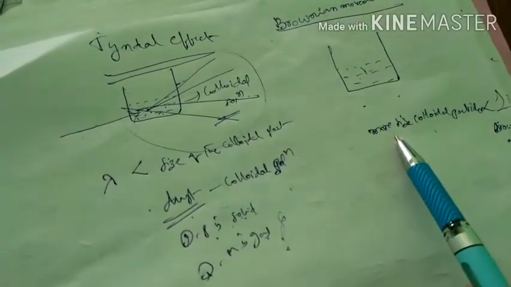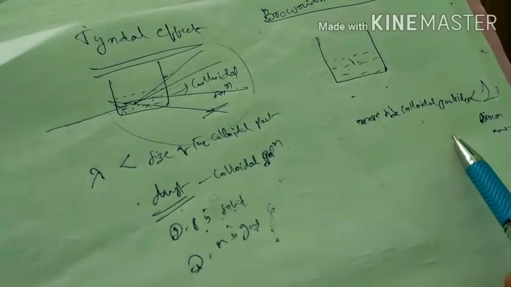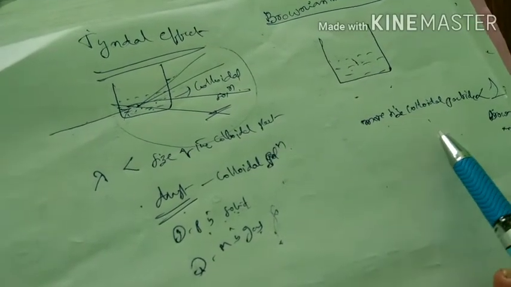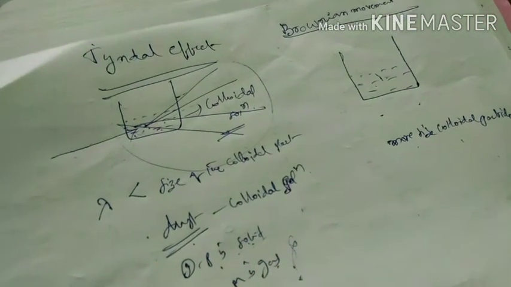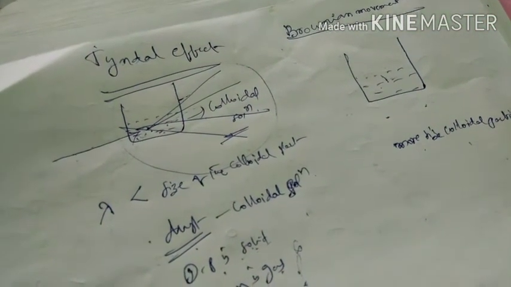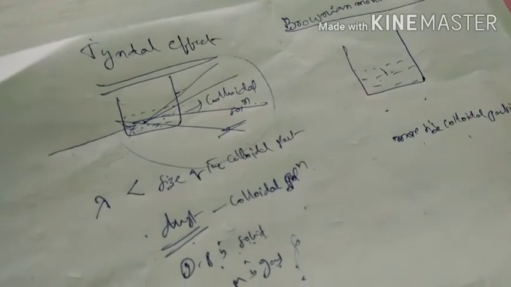So if the size of the colloidal particle is more, Brownian movement is less. If the size of the colloidal particle is less, then Brownian movement is more. So these are the properties of colloidal solutions. These are the only properties present in our syllabus.